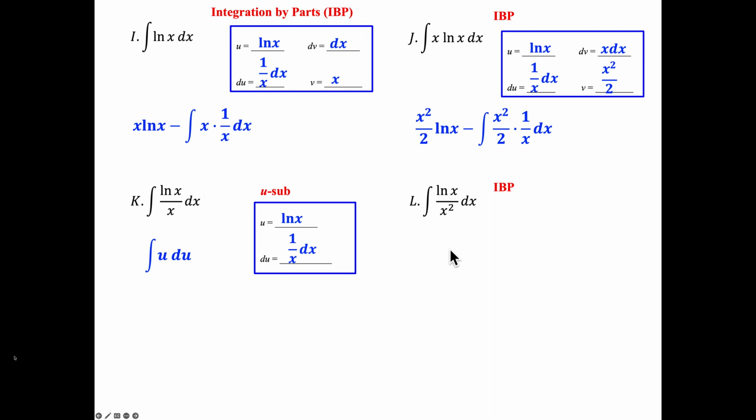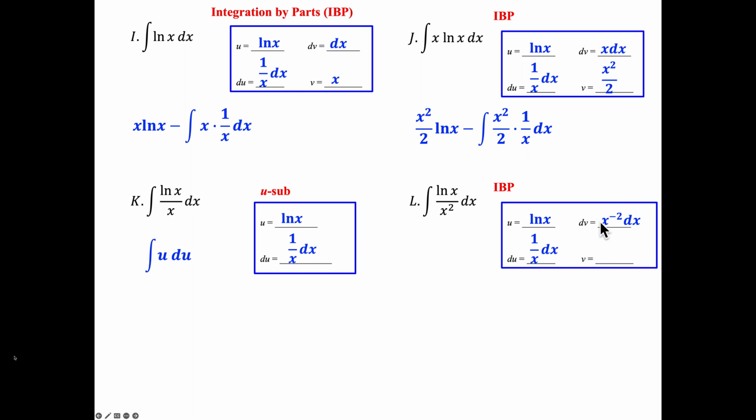Integration by parts over here. We'll let u be ln of x. X squared on the bottom, let's call that x to the negative 2 power dx. So if I take the derivative of natural log of x again, it's 1 over x dx. If I integrate this, it will be u to the negative 1 divided by negative 1. If I said u, I apologize, but x to the negative 2 power would be x to the negative 1 over negative 1.